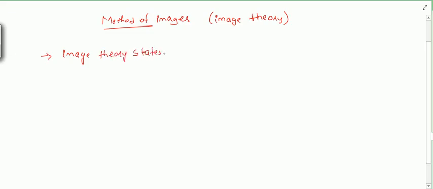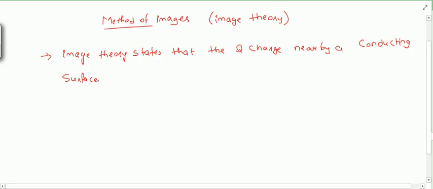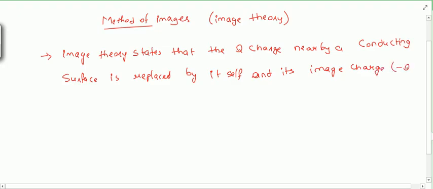States that a charge q nearby a conducting surface is replaced by itself, that is the plus q charge, and its image charge. So the image charge will be minus q.